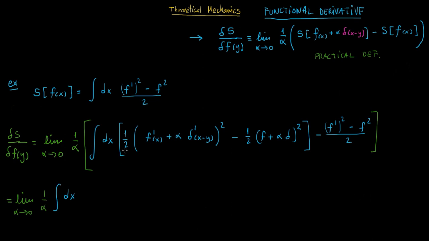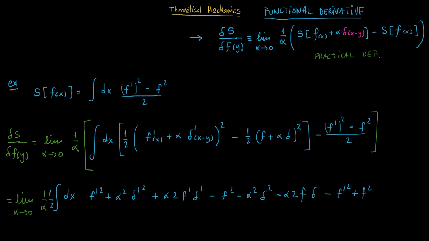Let's factor out 1/2 here. Okay, so we will have f prime squared plus alpha squared delta prime squared plus 2 alpha f prime delta prime, minus f squared minus alpha squared delta squared, minus 2 alpha f delta, minus f prime squared plus f squared.